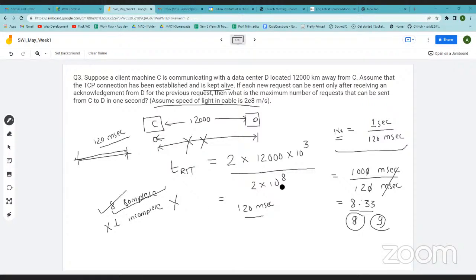Any other doubt in this question? I guess there are no doubts because this is a simple calculation and we have been moving step by step, right? So we will move to the next question.